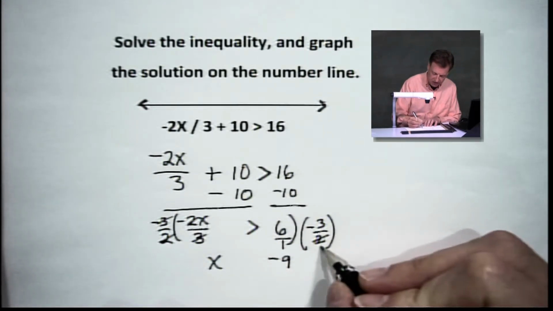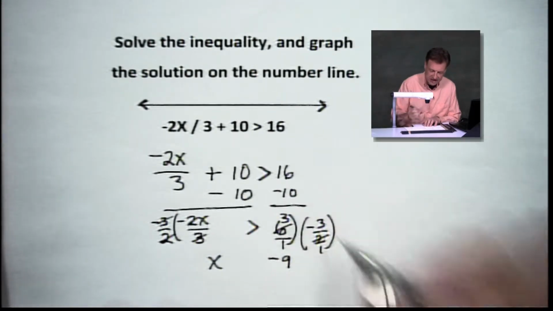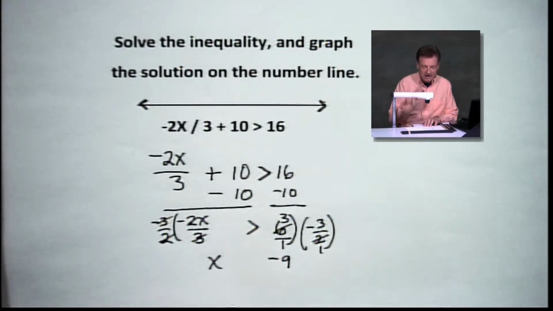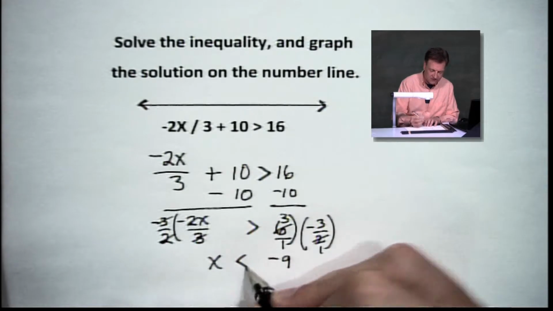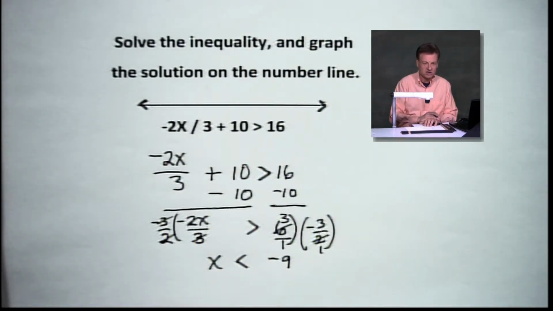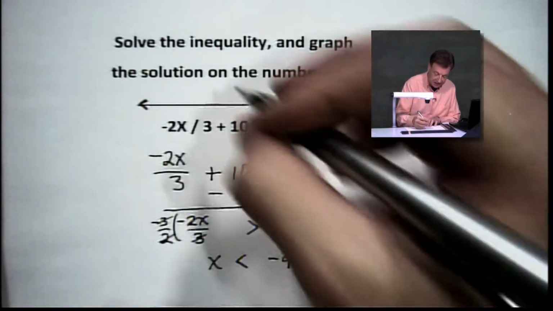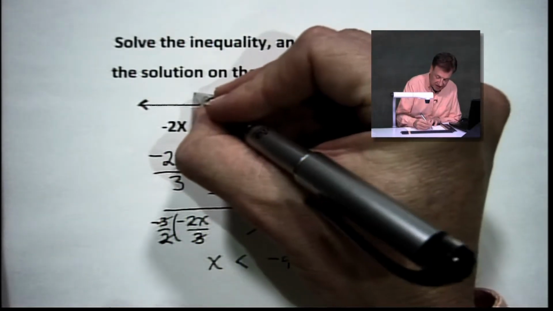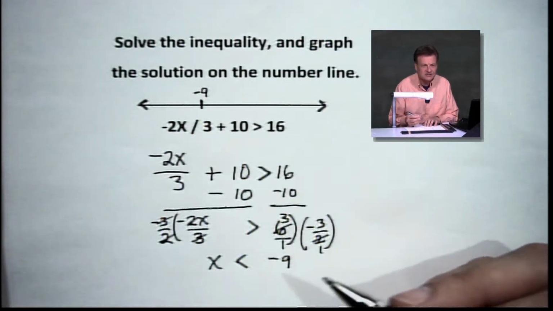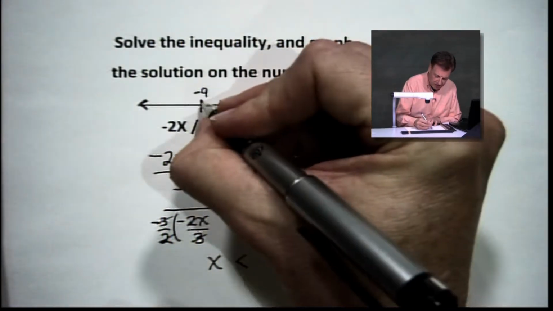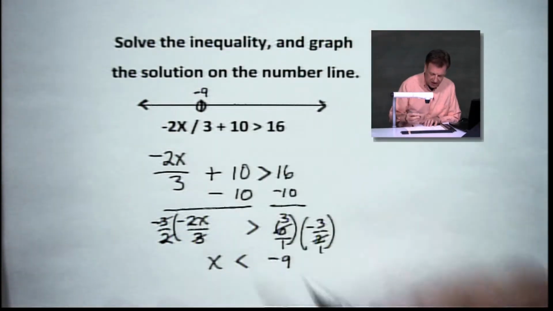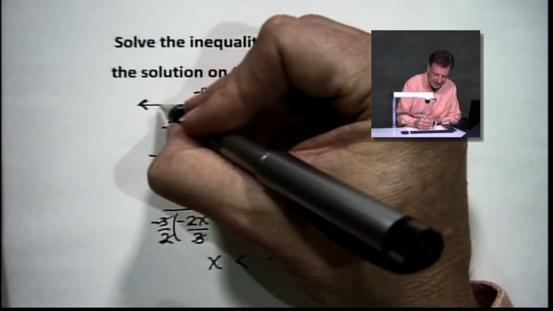Oh, y'all believe me? I'll show you. 3 times 3 gives me negative 9. And like I said, we have multiplied through by a negative, so we've got to shift that direction. So here's the game plan. We are going to put a negative 9 on this line. It's not a curve, is it? It's a line. And we're going to put our negative 9 there. And according to this, we're going to shade to the left.